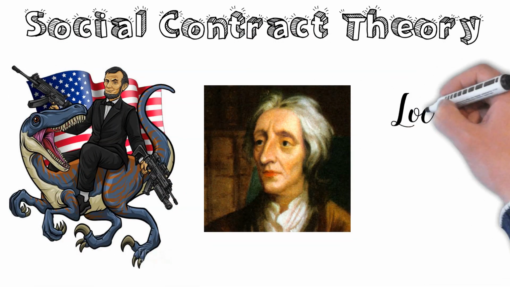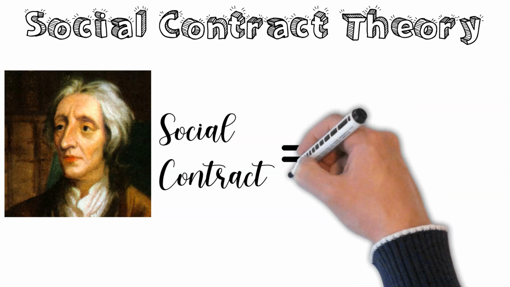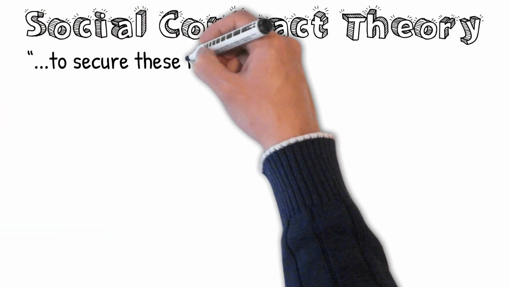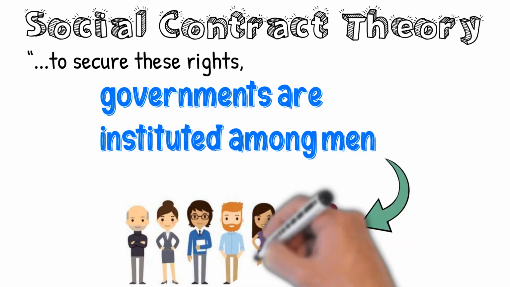Locke believed that the purpose of government was to secure and protect the natural rights of its citizens. But citizens also had a part. They must obey the laws of their rulers. Thus, a contract exists between the rulers and the ruled. Locke believed this social contract would ensure a stable, comfortable enjoyment of their life, liberty, and property. When Jefferson writes, "To secure these rights, governments are instituted among men," he is referring to the social contract.